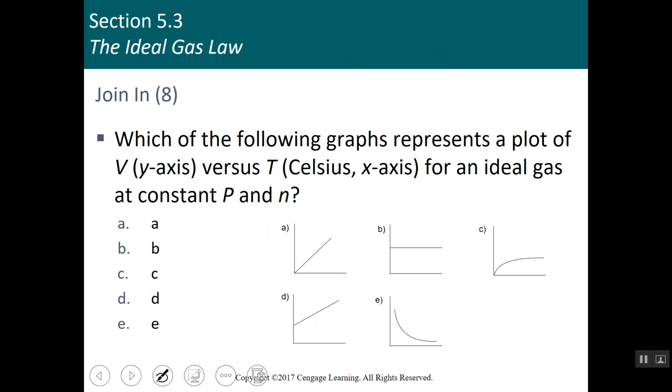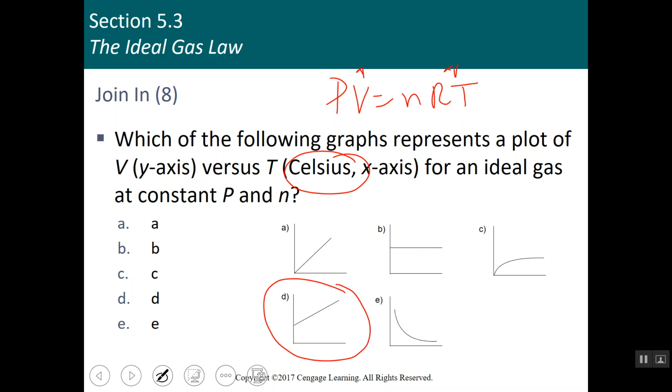Okay. Join in 8 is volume and temperature. So where are these in the ideal gas law? If volume goes up, temperature is going to have to go up on this one as well. But notice this is Celsius. So the answer is going to be here, because when you do volume and temperature in Celsius, you don't have an absolute 0.